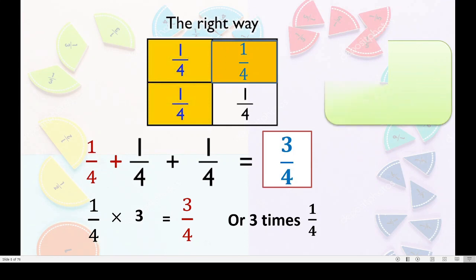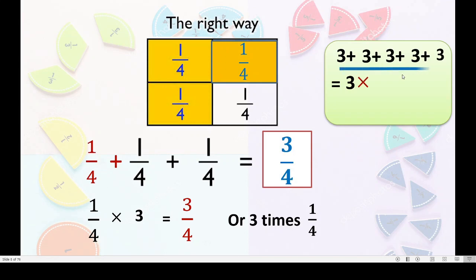See here, I will recall that 3 plus 3 plus 3 plus 3 plus 3. Okay, here 3 plus 3 plus 3 plus 3 means what will we write? 3, how many times did we add? 1, 2, 3, 4, 5 times. Can you remember this? 5 times we added, so I will write here 5. So what is the answer? 3 fives are 15. Right?